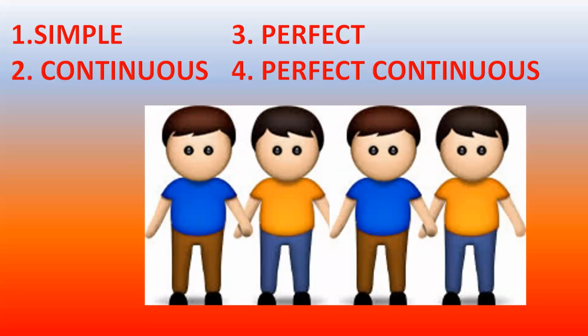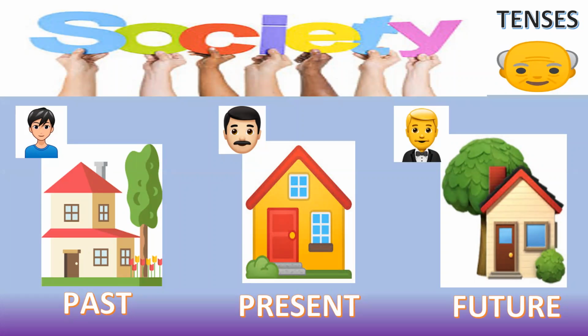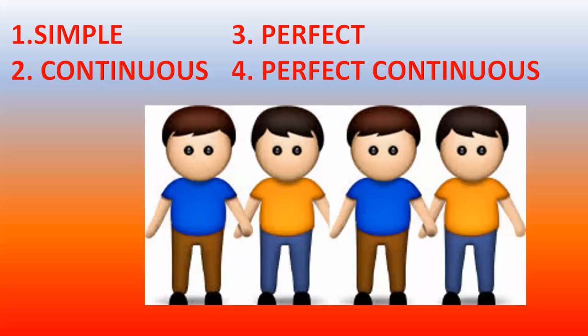And these three children further have four children. That means each of them has four children, namely simple, continuous, perfect, and perfect continuous. So, this is the family of tenses. That means the owner Tenses has three children, past, present, and future, and each of his three children has four children: simple, continuous, perfect, and perfect continuous.